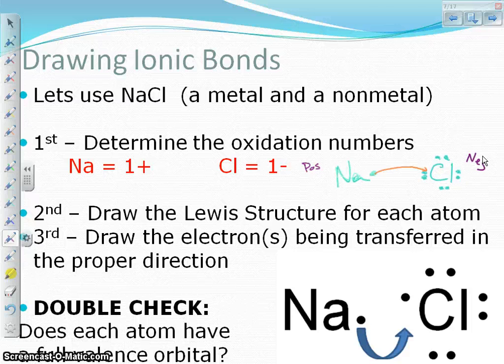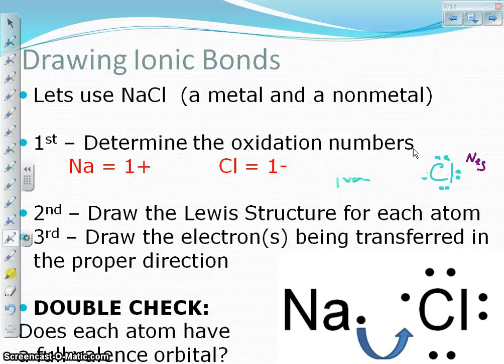Your double check is, does each atom have a full valence orbital? When this sodium went through and lost an electron, it kicked down to the lower energy level that happened to be the 2s and 2p orbital, and that happens to be full. And the chlorine gaining its 1 electron ended up bringing its 7 to a full outer valence shell of 8, making both of those very happy.